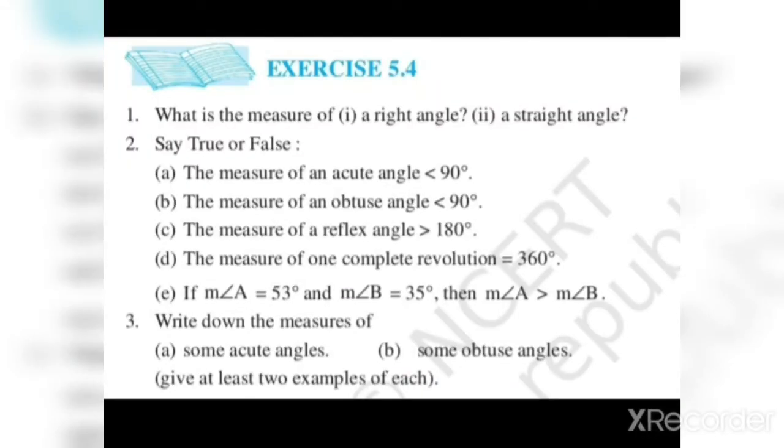After learning how to measure angles, let's start exercise 5.4. First 3 questions are very simple. Question 1. What is the measure of a right angle? You all know. Can you tell me what is the measure of right angle? Of course, 90 degree. And what is the measure of a straight angle? That is 180 degree. Simple. Question 2. Say true or false. Do it by yourself. I am not going to give the answers.